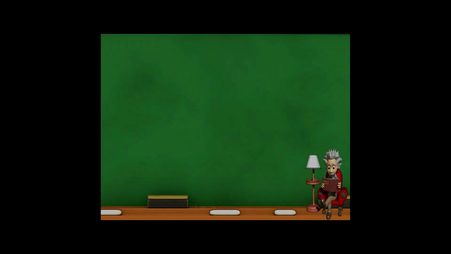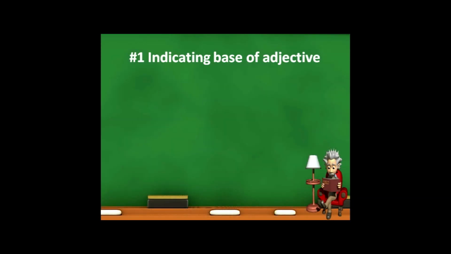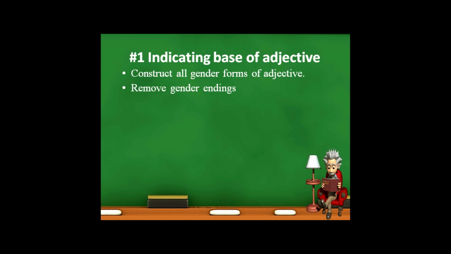Step number 1, indicating the base of the adjective. If you remember, first we need to construct all gender forms of the adjective. Then we need to remove gender endings. After removing gender endings, the remaining and repeating part of the adjective will be the base.